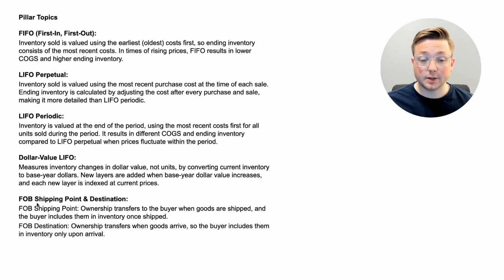And then finally, FOB shipping point and destination. This one's not too difficult. Shipping point means that the ownership transfers when the goods are shipped, and the buyer includes them in inventory once they're shipped. And for FOB destination, it's the opposite. Ownership transfers when goods arrive, meaning that they stay in the ownership of the seller all the way until the buyer receives them, and then finally the buyer has them in their inventory at that point.